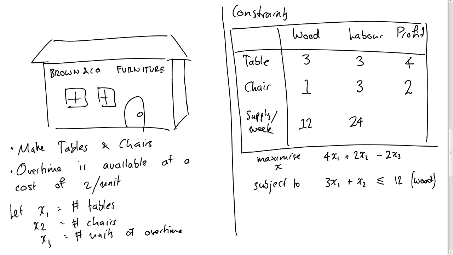And our labour. Every table takes 3 units of labour, every chair takes 3 units of labour as well, and that's less than or equal to 24. But we've got overtime available, remember, so whatever overtime is, that gets added on to our 24. And obviously the amount of overtime, the number of tables and the number of chairs can't be negative, so we've got a non-negativity constraint on all of our variables.